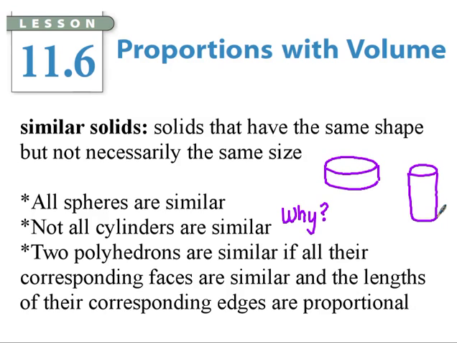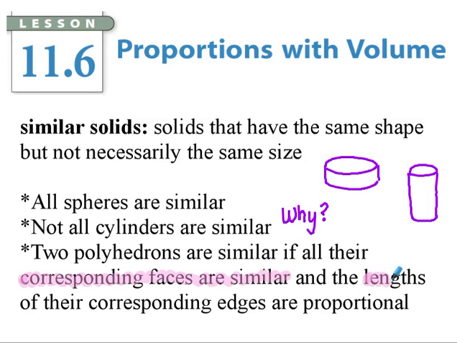Two polyhedrons are similar if all their corresponding faces are similar and the lengths of their corresponding edges are proportional. So let's talk about what that means. Their corresponding faces are similar. That means that if it's a rectangle on the face, then the other one has to be a rectangle. It can't be a rectangle and a square. It can't be a rectangle and a triangle.